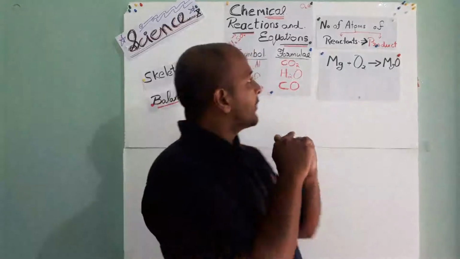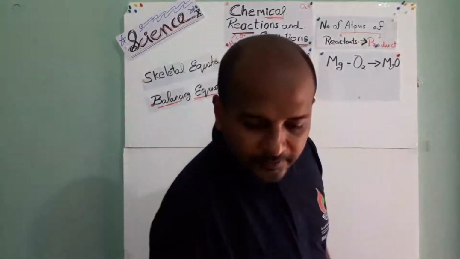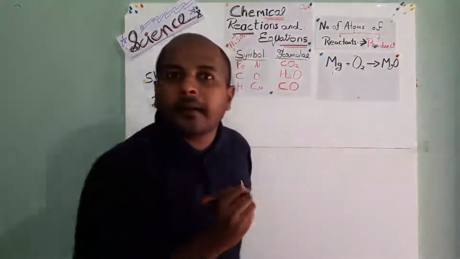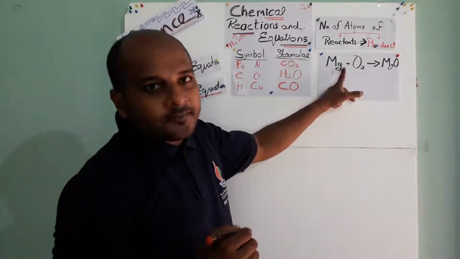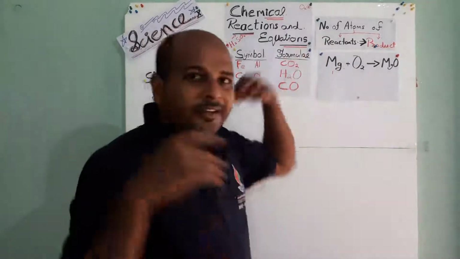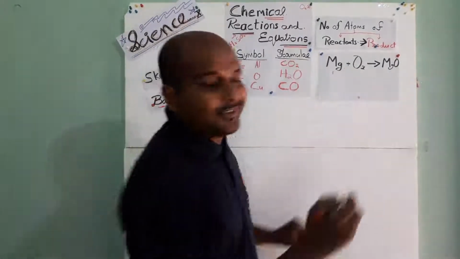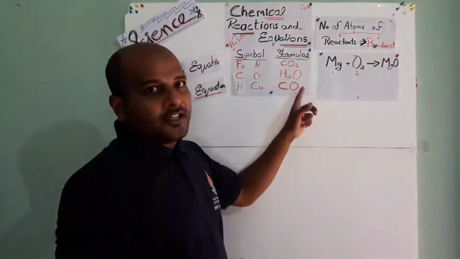Let's see. Here how many atoms are there? Magnesium, how many atoms? Magnesium, only 1. Isn't it? If there is nothing written here, it's automatically 1. 1 into any other number gives the same number. Mg into 1 is 1. Oxygen, but there is 2.